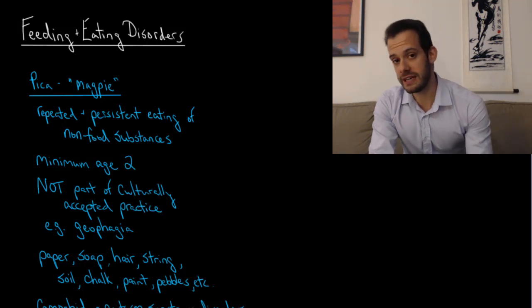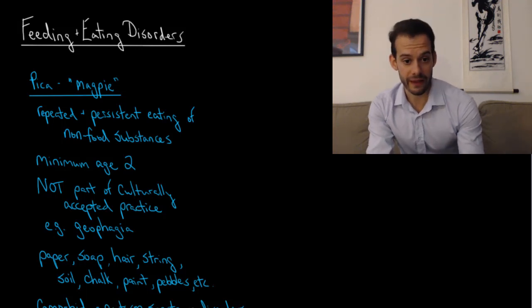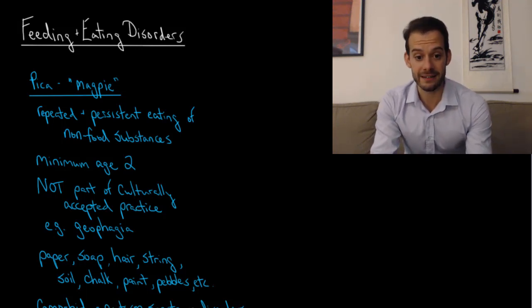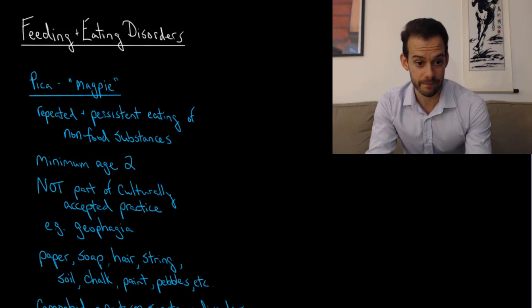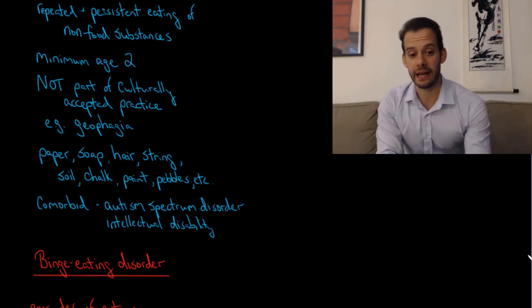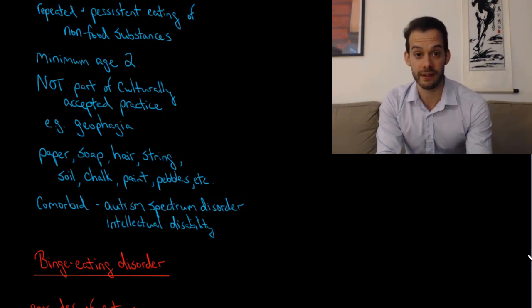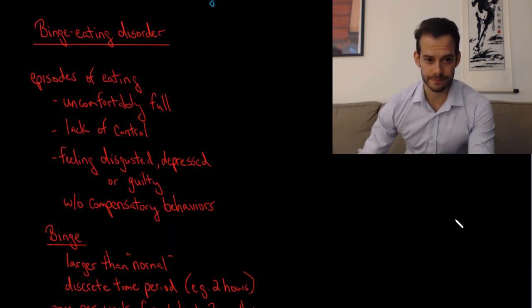So other things that we see in Pica are eating paper, soap, hair, string, soil, as I mentioned, chalk, paint, pebbles, etc. Basically, any non-nutritive, non-food items the person is persistently eating. And this is comorbid with autism spectrum disorder, and it also is often comorbid with intellectual disability. Okay, next we'll look at binge eating disorder.